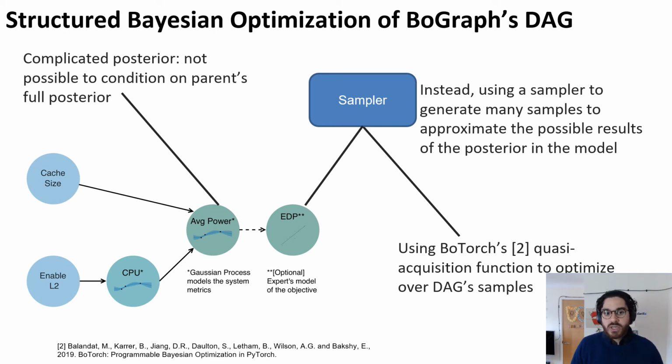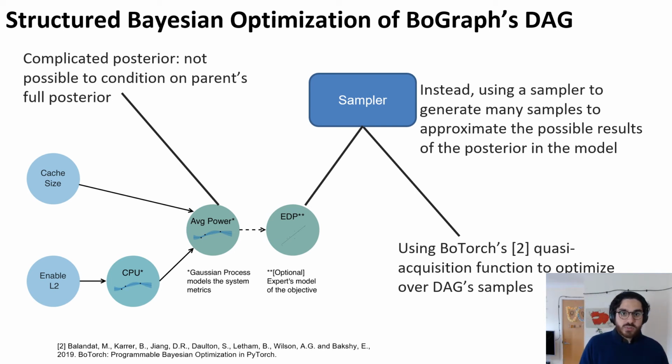Instead, what we do is we approximate that by generating many samples from each node in the graph, and then we condition on the sample rather than on the whole posterior. The more samples you have, the more accurate a representation of the posterior you get. And obviously, it takes longer to generate these samples. We use samplers from the BoTorch library, as well as their quasi-acquisition function to optimize over the samples.